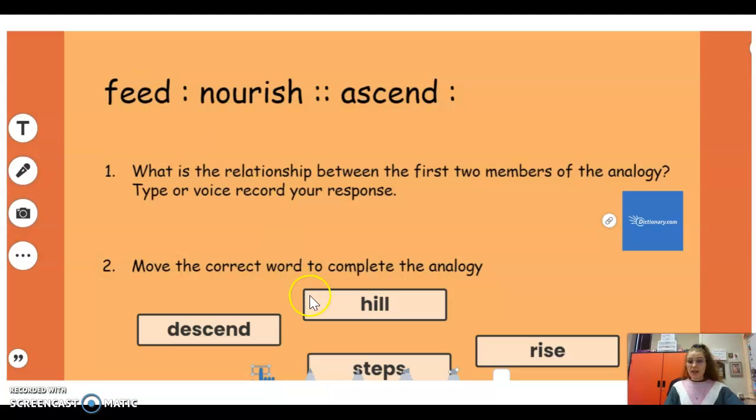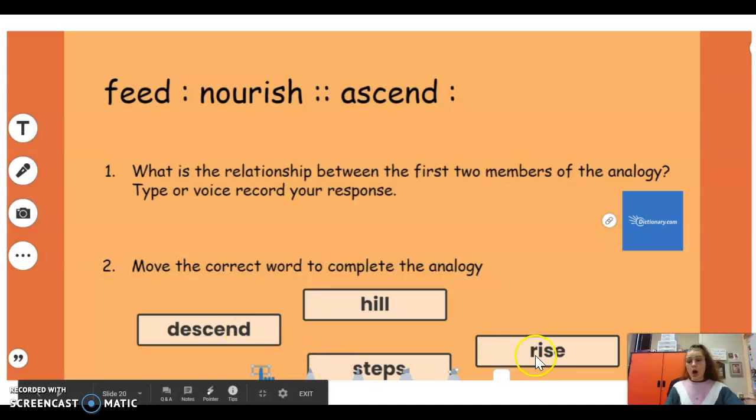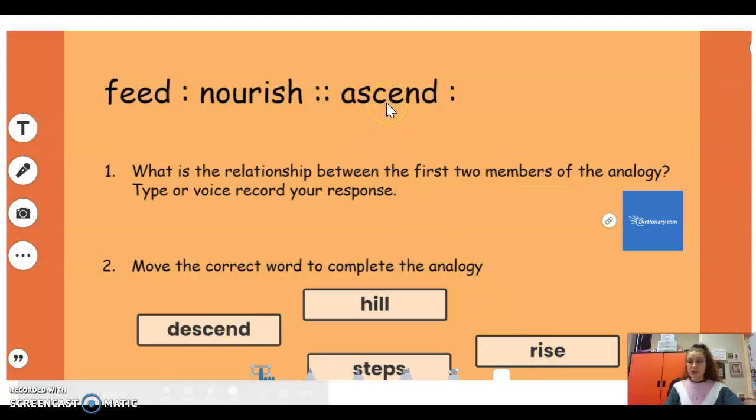So even though hill, descend, steps, and rise all might be related to ascend in a certain way, you need to make sure, because it's an analogy, that the 2 words need to be related in the same way as feed and nourish. So again, there are 15 slides. You are expected to have at least 7 slides completed and correct by next Monday. Again, that's 7, that's about half, so 15 slides, that's a little under half this week. So as long as you have 7 completed and correct, that counts as having a completed activity this week.